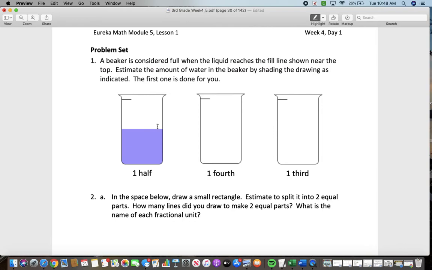So then as you continue through day 1 of week 4, you then are going to have a problem set. Read each part of the questions carefully. It is really important for us to be reading through these questions and answering all parts of the question. So number 1 says, a beaker is considered full when the liquid reaches the fill line shown near the top. Estimate the amount of water in the beaker by shading the drawing as indicated. The first one is done for you. So this is a repeat of what you had just done above.